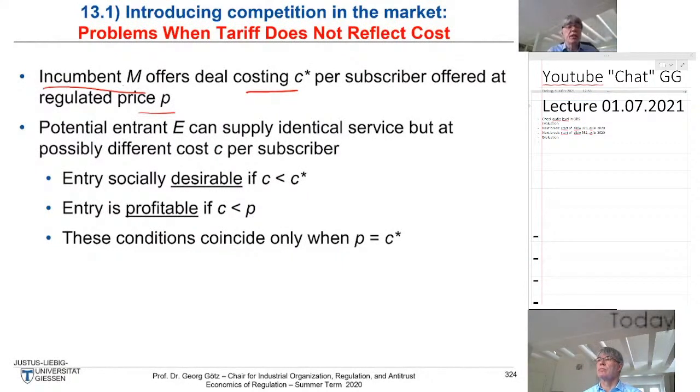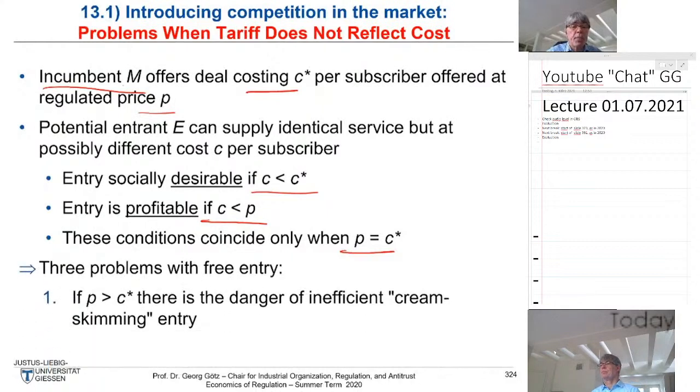What is clear is that entry is socially desirable if the costs of the entrant are lower than the cost of the incumbent. Unfortunately, the entrant is profitable if the costs of the entrant are lower than the price of the incumbent, and these only coincide if prices truly reflect cost. Okay, price equal to the cost of the incumbent. And there are three problems here with free entry.